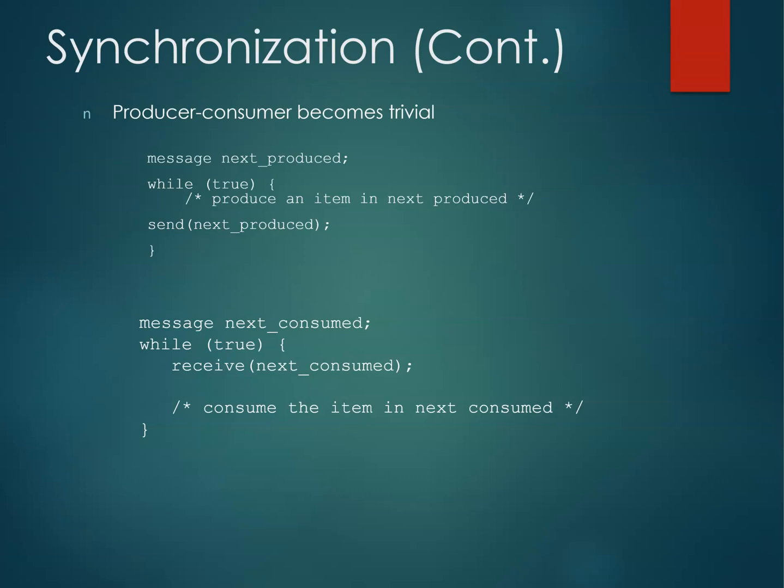So, using synchronization and messaging, the producer-consumer becomes rather trivial. While true, produce the next item, and then we send it, and it'll wait till we get our response. And on the other side, we go in an infinite loop until we receive, and once we receive it, because it's synchronous, the other guy's free to move on, and we can go in and do it all again.